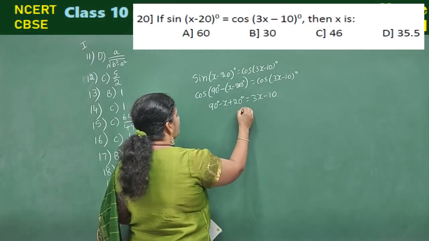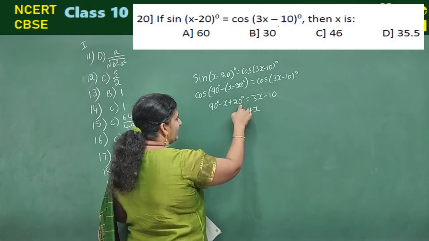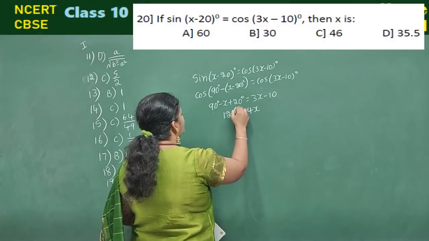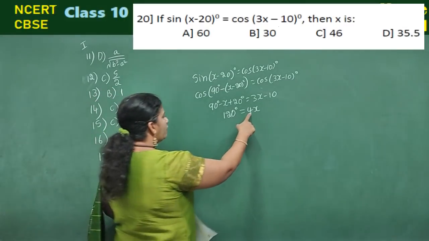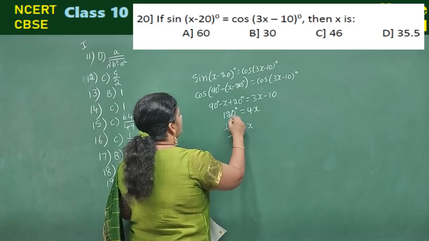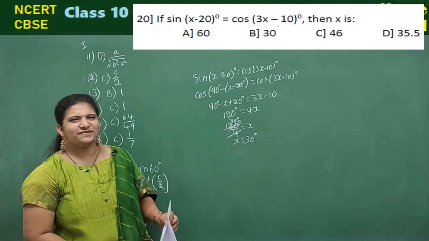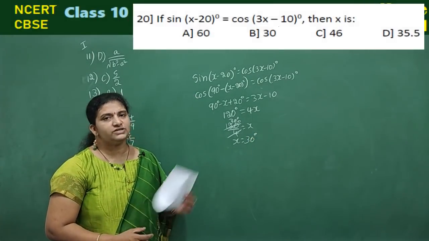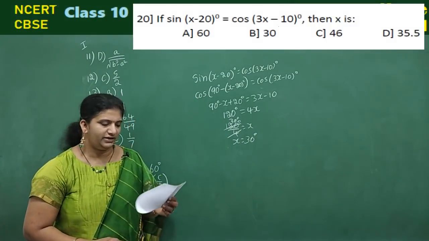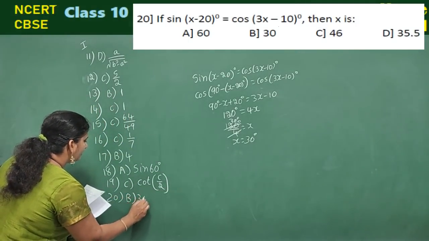Send this x to the other side, it will be plus x, so 4x. 90 plus 20 is 110, and this minus 10 comes to this side as plus 10. That will be 120 degrees. This 4 multiplier goes to the other side: 120 degrees by 4 is equal to x, 30 degrees. Therefore, your x value is 30 degrees. It's very simple to find: use the complementary angle and then equate these values, and you get the x value. Your answer is option B, 30 degrees.